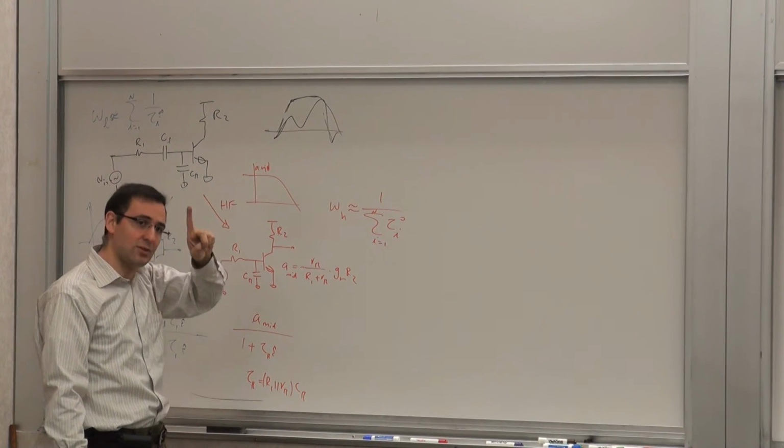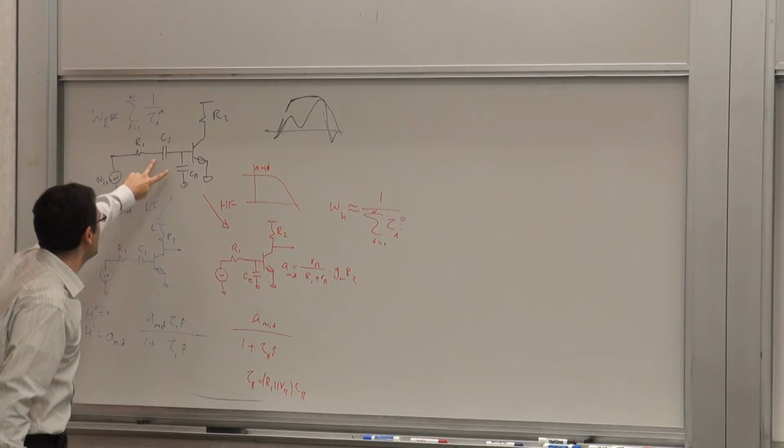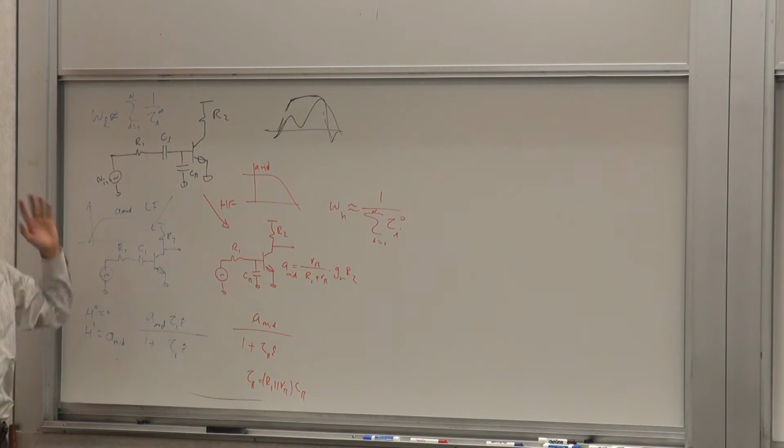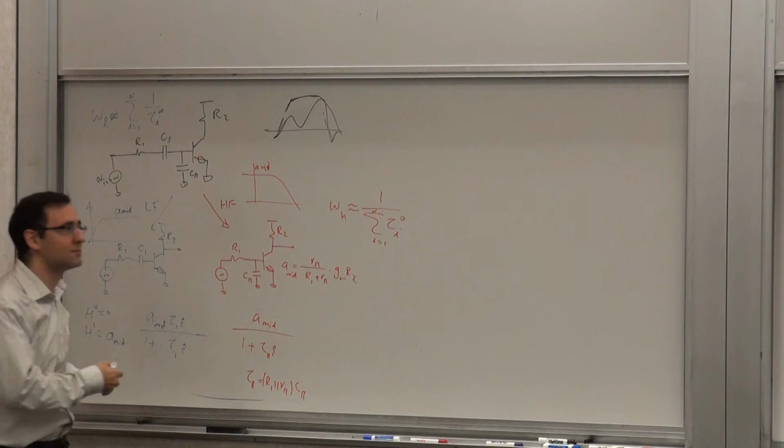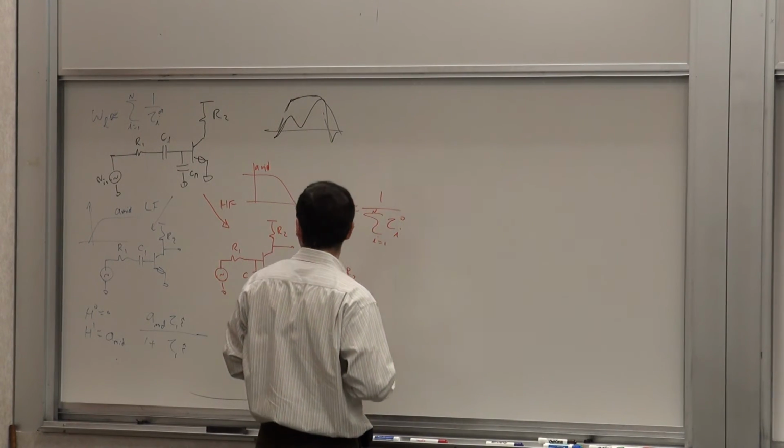Well, let me just show you something mathematically. Let's do this without knowing what is high pass and what is low pass. We can treat it as a second order system, right? Let's do that. Let's do that with a different color.